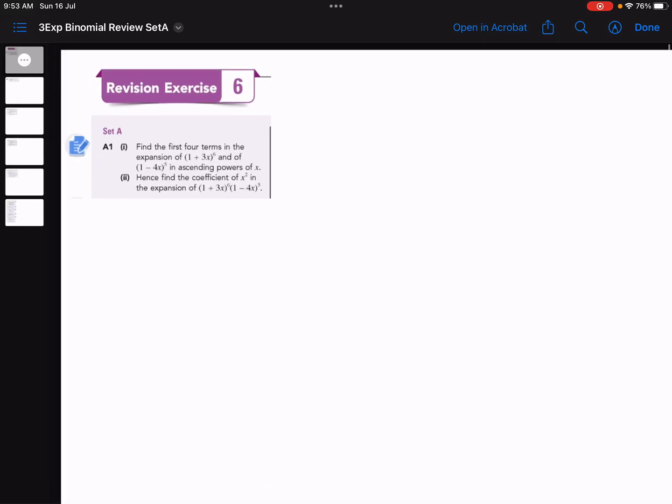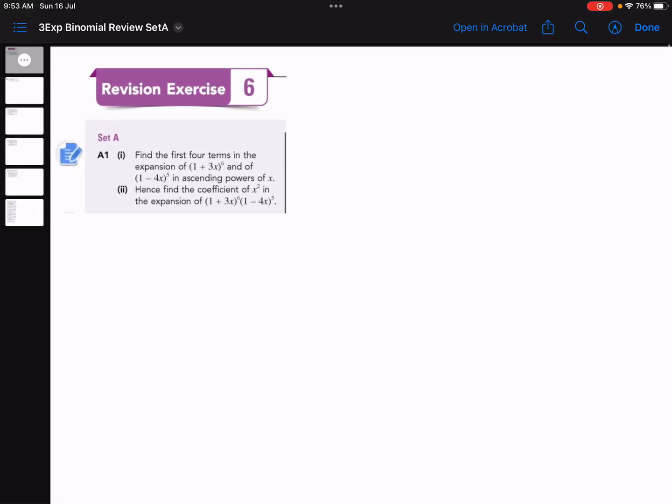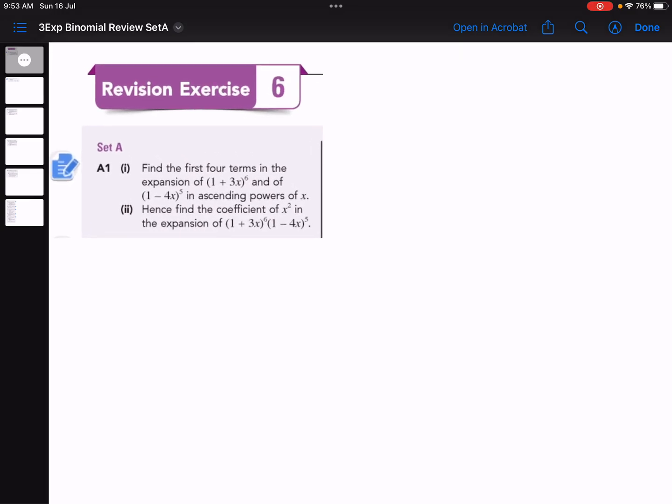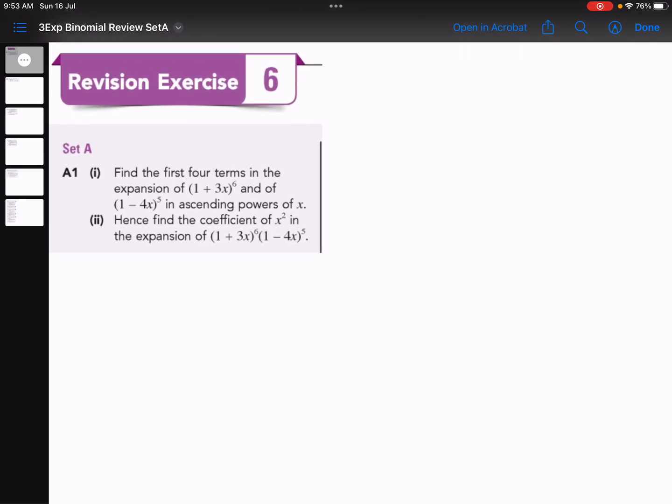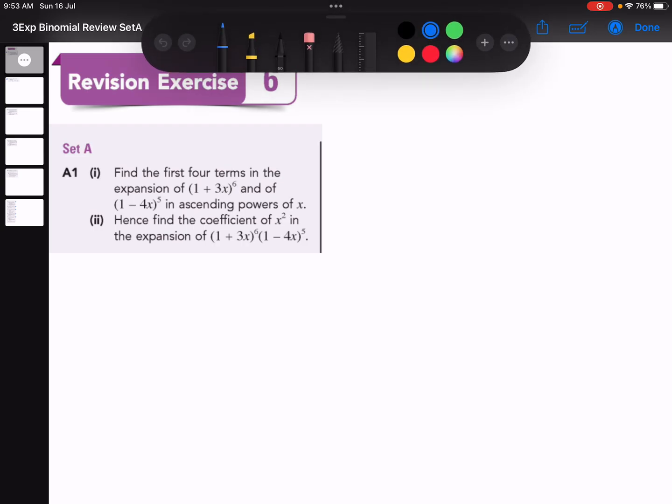Okay, so I'm going to help you revise a little bit on binomial. Let's see how it goes. I've taken the revision exercise 6 from your textbook, and I take the chance to go through and revise with you what I think you need to know for binomial. Now, binomial comes with a formula. I can write down the formula without looking at the formula sheet, because to me, binomial is a number pattern.